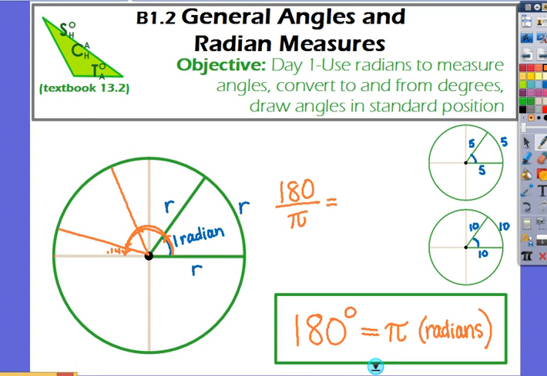My calculator is telling me it's about 57.3. And so that means that each of these little angles right here is about 57.3 degrees. So we could say that 1 radian is about the same as 57 degrees. That's not really a huge deal, but I just want you to understand that a radian is just another way to measure an angle.